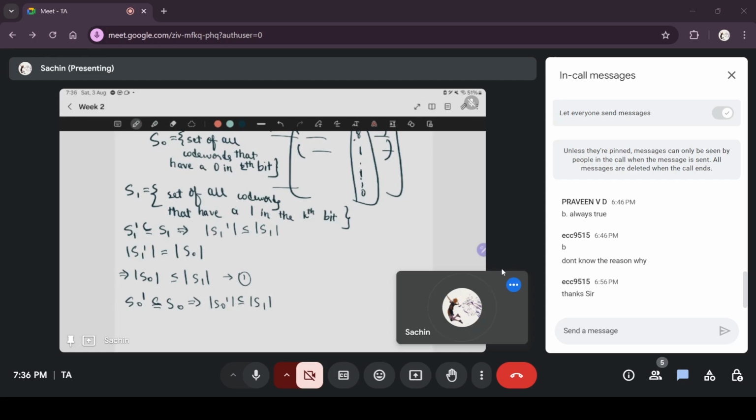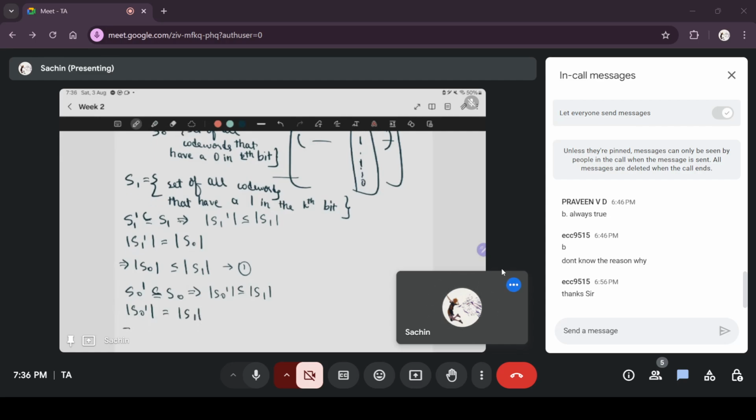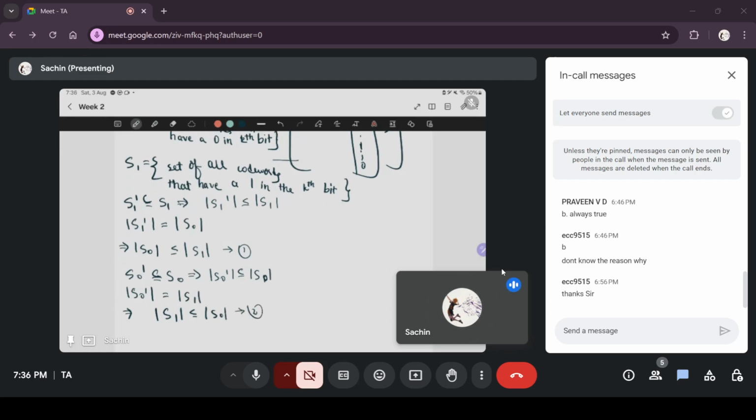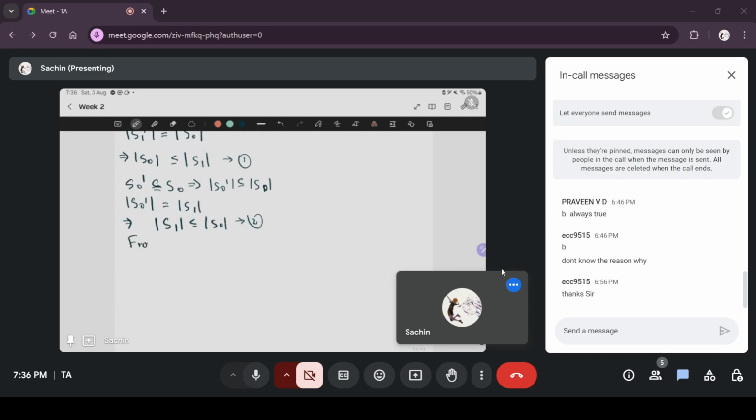Now since to each of the code words in S1 you are adding a different code word, you will get the same number of code words as there were in S1. So the cardinality of S0 prime is equal to the cardinality of S1, which will then imply that the cardinality of S1 is less than or equal to the cardinality of S0. So from 1 and 2, the cardinality of S1 is equal to the cardinality of S0.